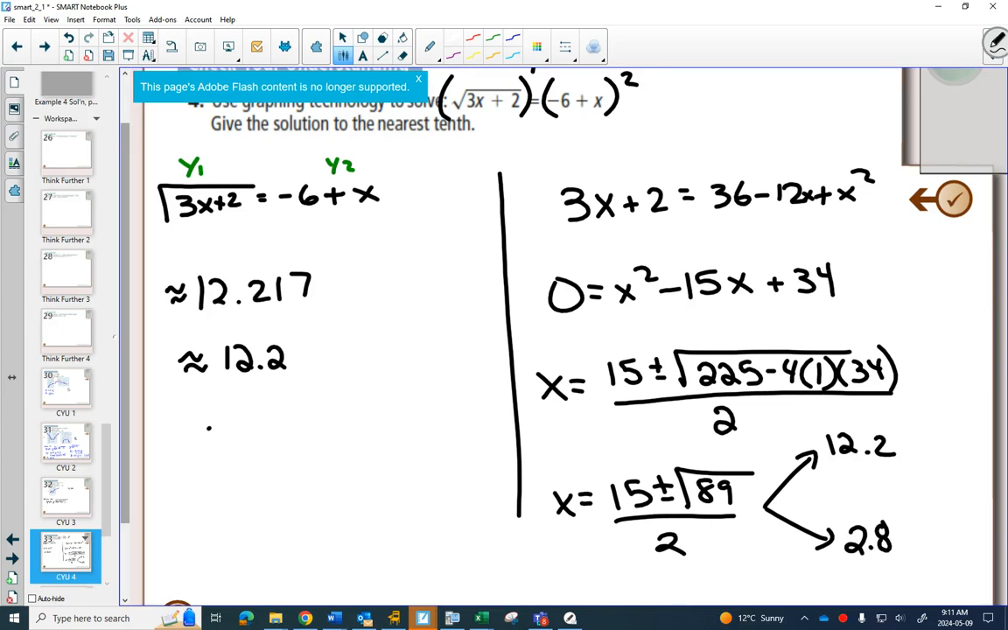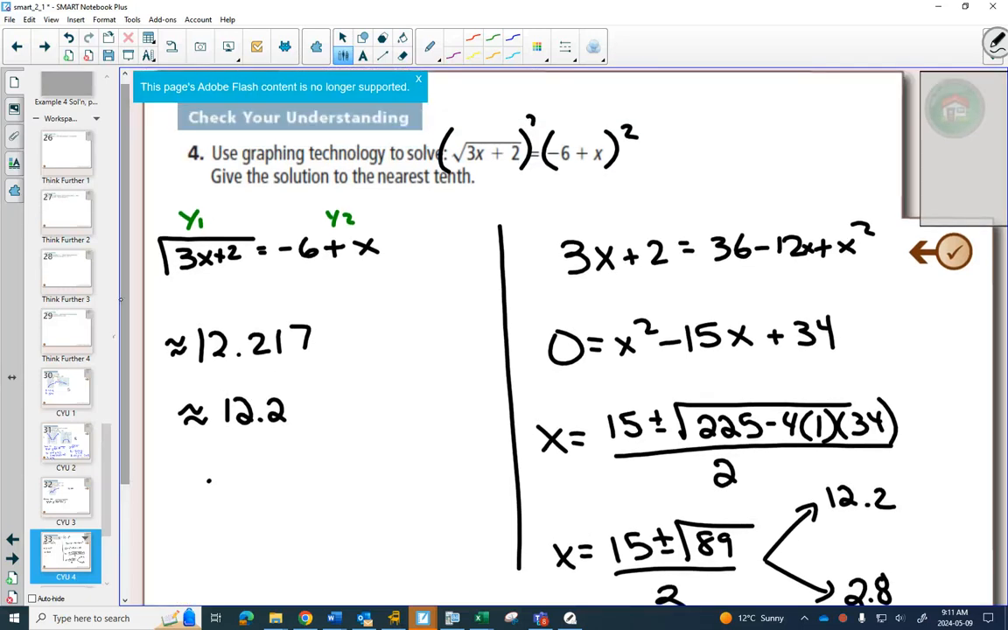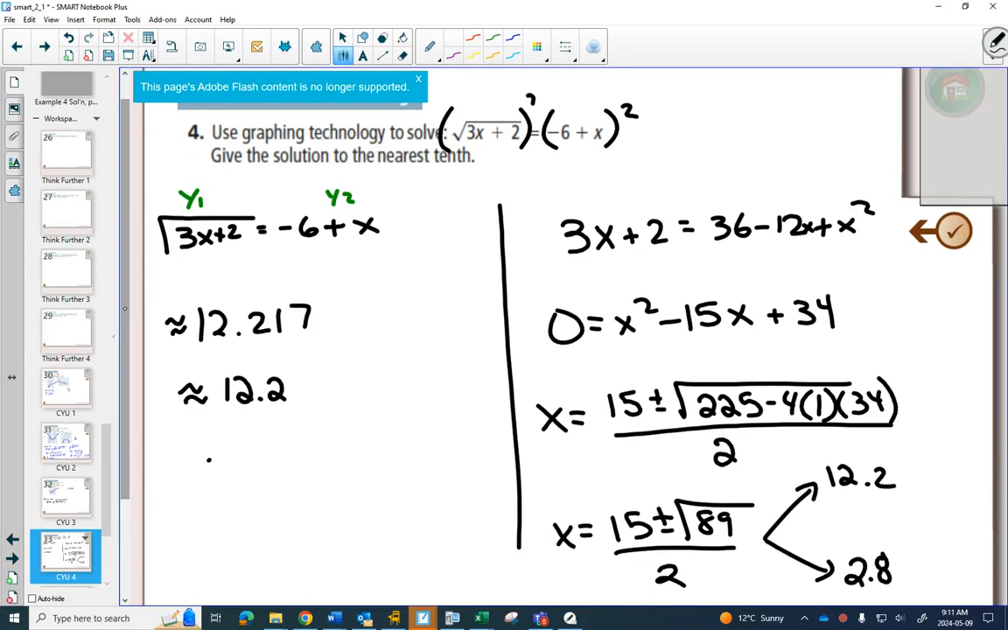And what happens when you do it algebraically is whenever you're solving a square root equation, you always have to check that your answers work. And the 2.8 answer, when you check it on the right-hand side, negative 6 plus 2.8 is still a negative number. But a square root of anything always comes out as a positive number. So this answer is extraneous. And that is question number 9 you can circle.